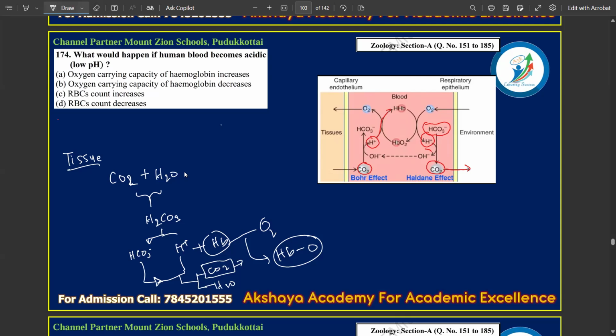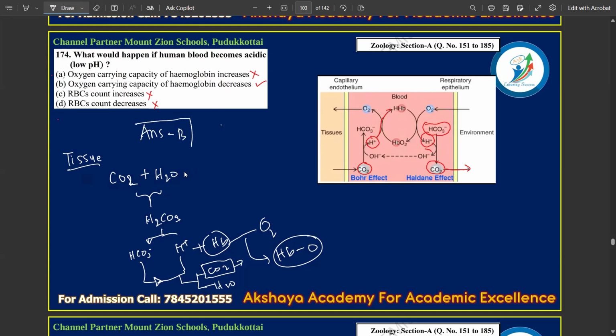Let's see the options and justify which one will be correct. Oxygen carrying capacity of hemoglobin increases? No. In low pH, the oxygen carrying capacity of hemoglobin does not increase, but it decreases. It favors the release of oxygen, so this statement is wrong. Oxygen carrying capacity of hemoglobin decreases. This is true. Then RBC count increases? No. So here the right answer will be answer B.